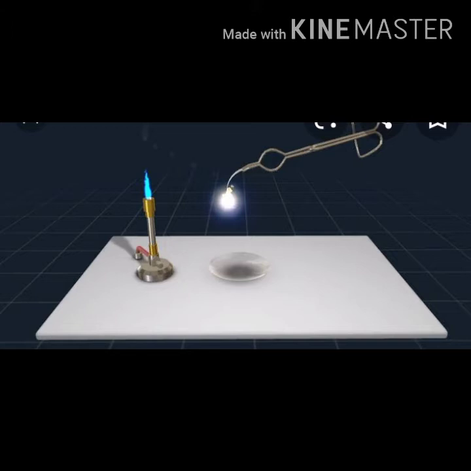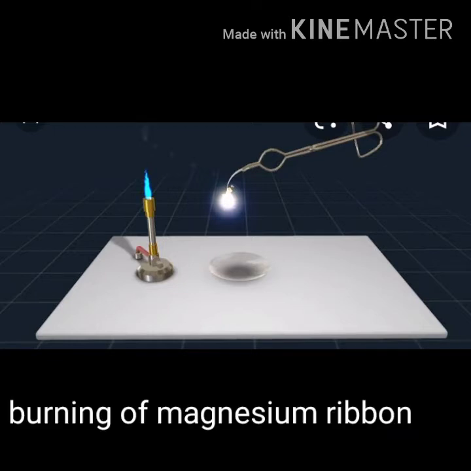So in your textbook, activity 6.6 is there. It is usually demonstrated by the teacher in the lab, but there is no way now. That's why you just listen to this video and hear the audio. You have to take a small piece of magnesium ribbon. Magnesium ribbon is available in the lab, and clean its tip with sandpaper.